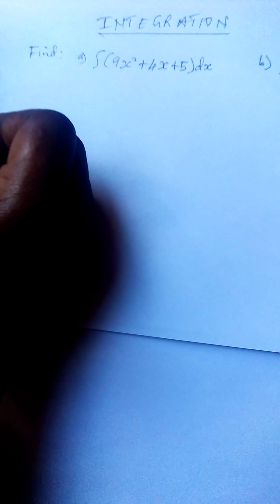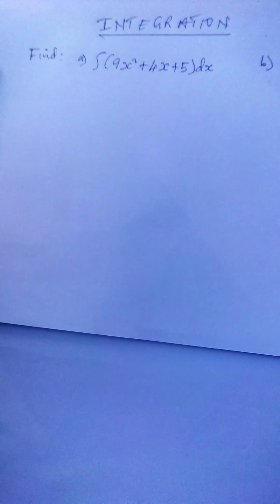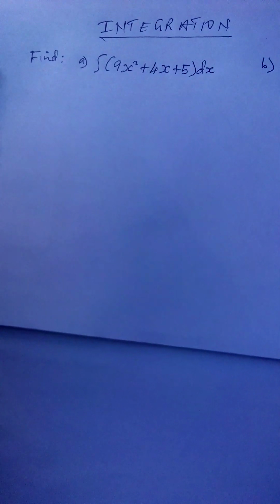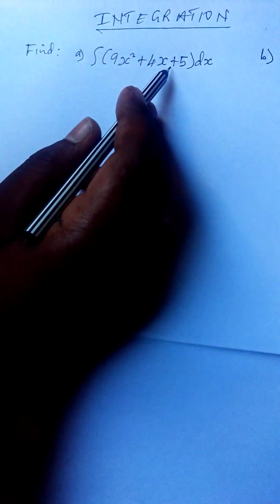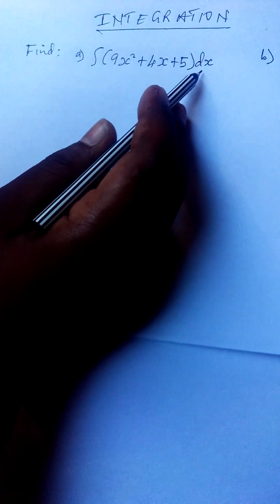We are looking at mathematics and we have to look at these two examples under integration. These exam questions come mostly in paper 2, and if a question comes in this way saying find or rather solve, what is it that you have to do? So solve the integration of 9x squared plus 4x plus 5 with respect to x.